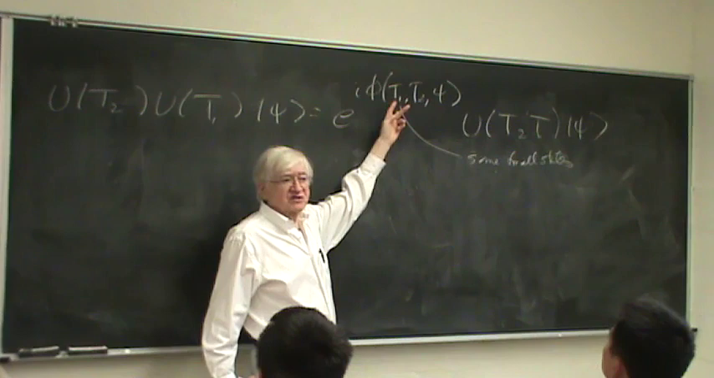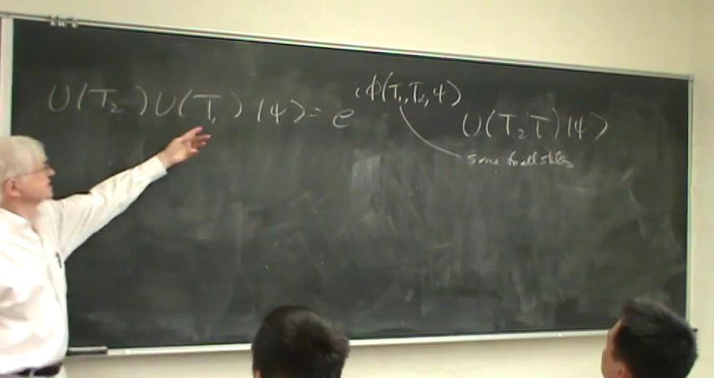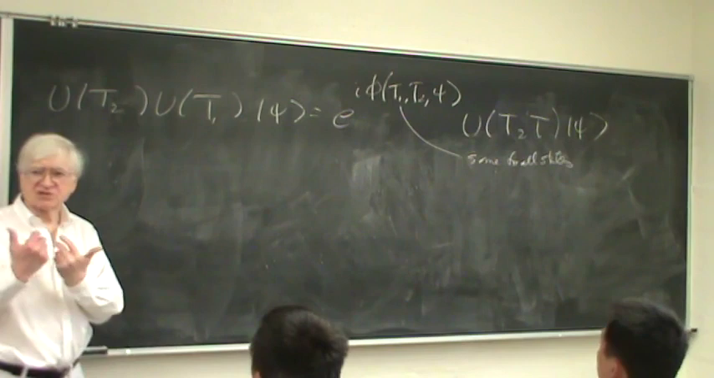But generally, that's if T1 and T2 commute up to first order commutators, right? No, these could be totally non-commuting. Okay. These could be rotations about different axes.